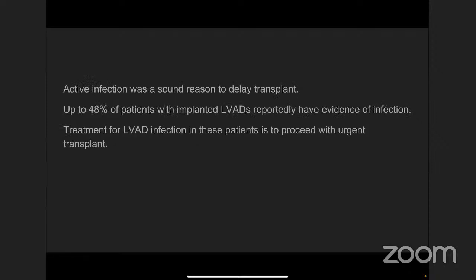Active infection is a sound reason to delay transplant. Up to 48% of patients with an implanted LVAD are reported with evidence of infection. And the treatment of the LVAD infection is to put the patient on the top of the list for urgent transplantation.